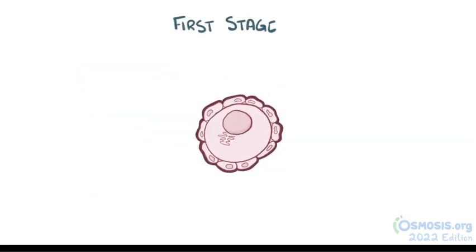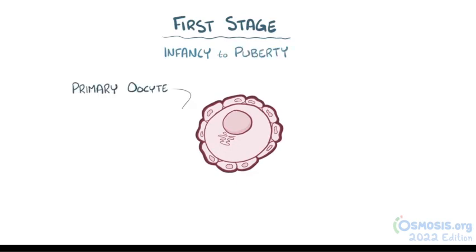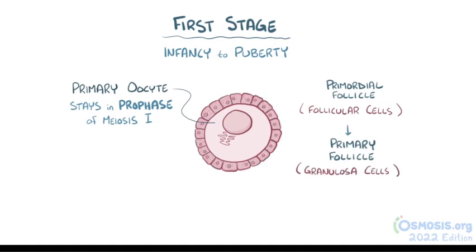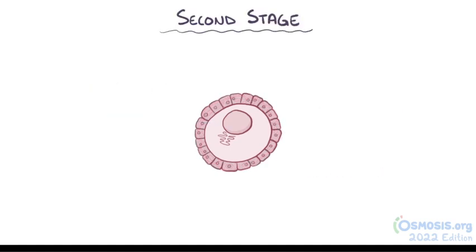The first stage lasts from infancy to puberty, and during this stage, the primary oocyte remains stuck in the prophase step of meiosis I. So in other words, the cell is living but not dividing. Meanwhile, the primordial follicle turns into a primary follicle, meaning that the follicular cells that surround the primary oocyte develop into granulosa cells. The second stage of follicular development begins for a few lucky primary follicles with the first menstrual cycle in puberty, and a few more primary follicles go into the second stage with each subsequent menstrual cycle.